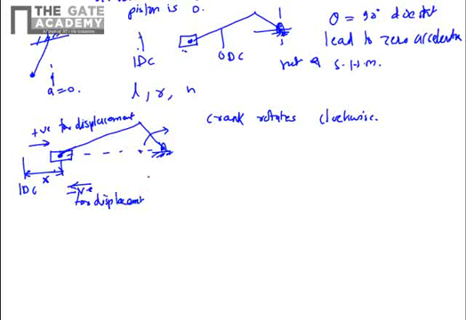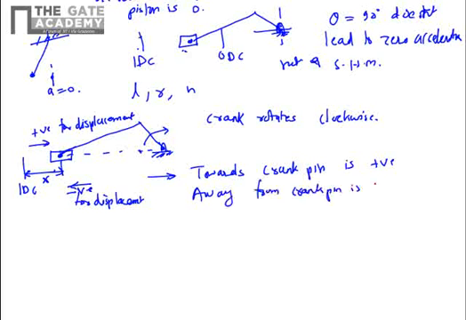So this is the positive direction, towards crank pin is positive and away from crank pin is negative. So we have followed this convention. This is a positive angle theta. This is a positive angle theta in our derivation, and the crank rotates clockwise.